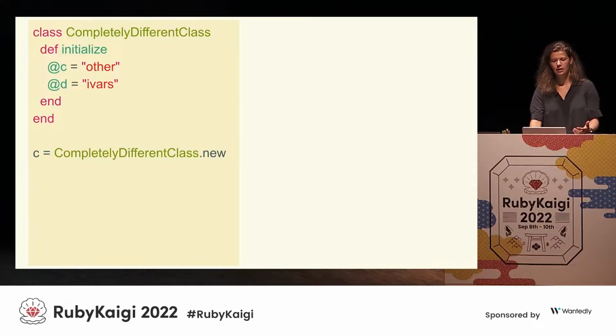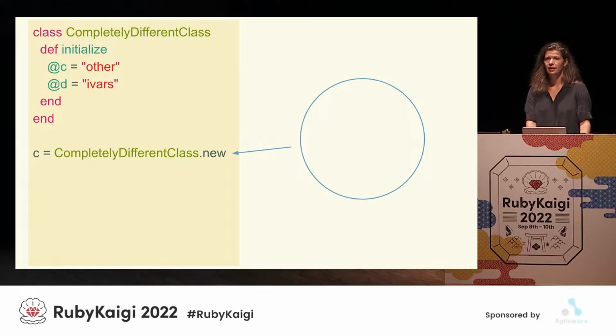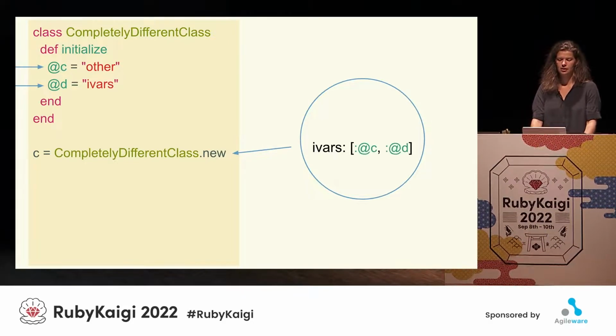OK, let's look at another example. What if we have this example called CompletelyDifferentClass? And we have an instance of CompletelyDifferentClass. The instance variables on this shape are going to be C and D, as we can see here. And it will also have its own ID, or its own unique identifier.